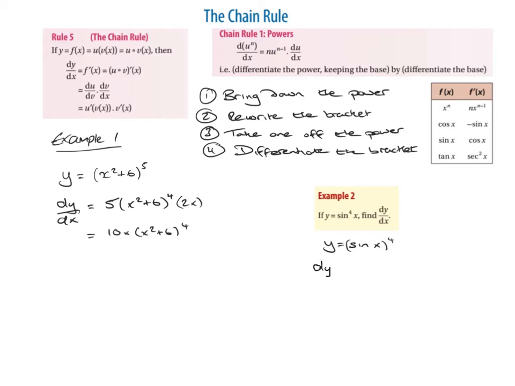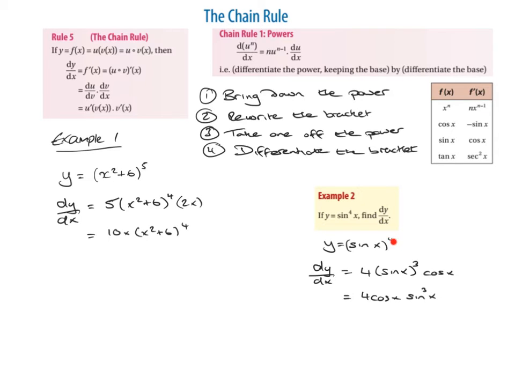So dy dx, and the first thing we have to do, bring down the power, so the 4 comes down. Let's write that down now, so 4. Rewrite the bracket, sine x, take 1 off the power, 4 take away 1 is 3, and differentiate the bracket. The bracket here is sine x, and the differential of sine x is cos x. So let's write that down. Then tidy it up. So we've got 4 cos x by sine cubed x, and we are done.